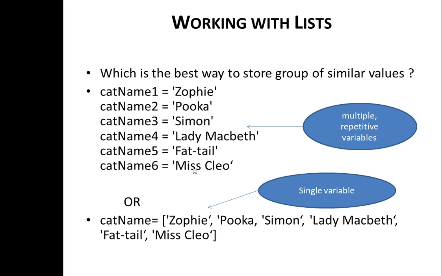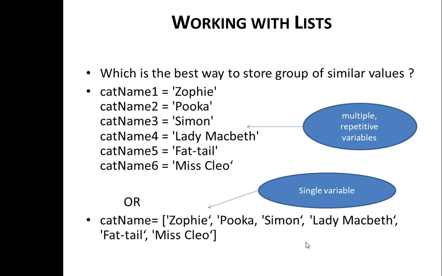Obviously the first method, if you see here, we are using multiple variables, cat name 1, cat name 2, cat name 3, 4, 5, 6 like that. So we are having multiple repetitive variables. Instead of that, when we are having values which are related, the best way of programming is to use a single variable to store all these names in a particular place.